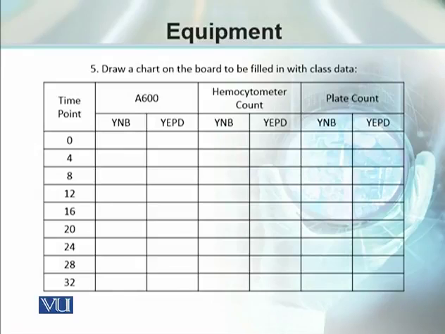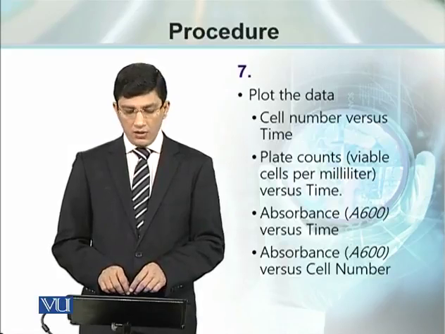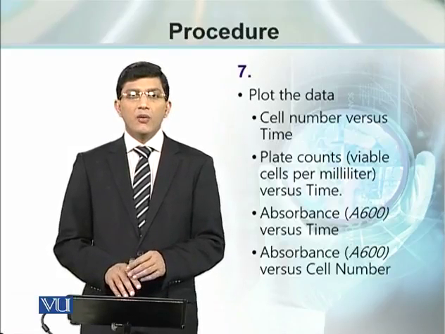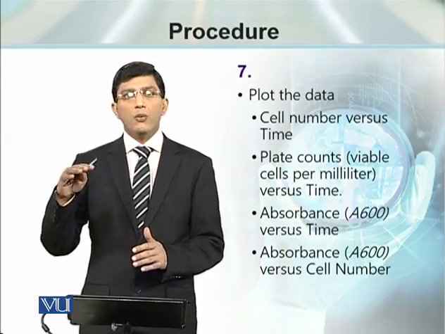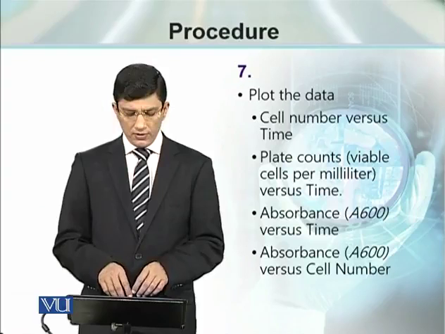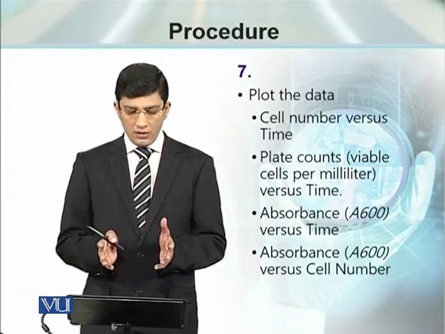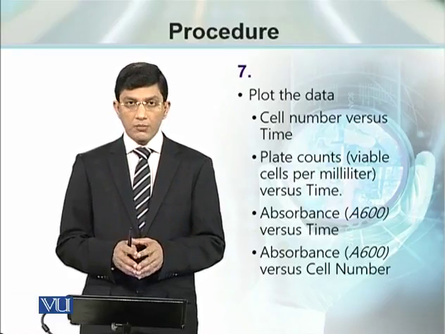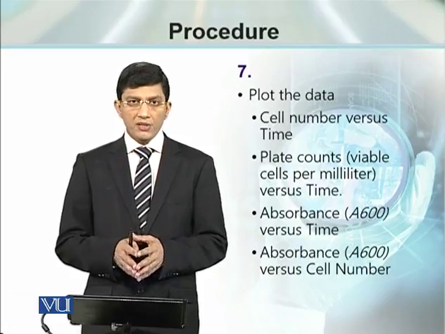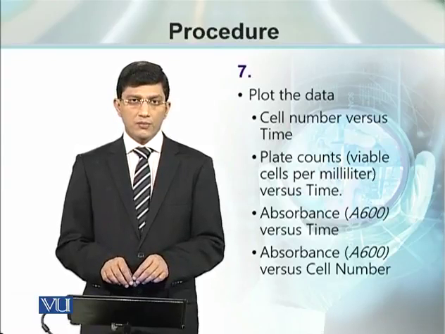Using the data generated from this experiment, we can plot the cell number versus time, which will tell us when the log phase started, when there came the stationary phase, and when there was the declining phase. Then we can prepare a plot between the colony count and the time, absorbance and the time, and absorbance and the cell number.